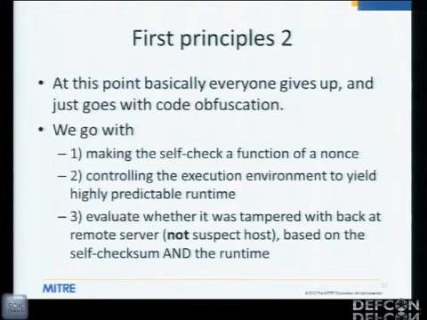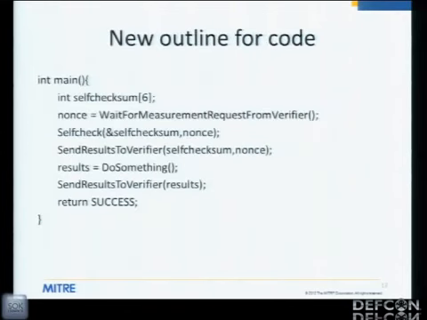So we incorporate this trusted server that we assume is not compromised. And it's going to get the results of that checksum based on the nonce sent back to it from the client, and then in a secure environment, what we assumed is not compromised, take the results of that self-checksum to try to make a determination about whether or not it thinks the software has been tampered with on the client side. So our framework, as opposed to what I showed you previously, looks a little bit more like this.